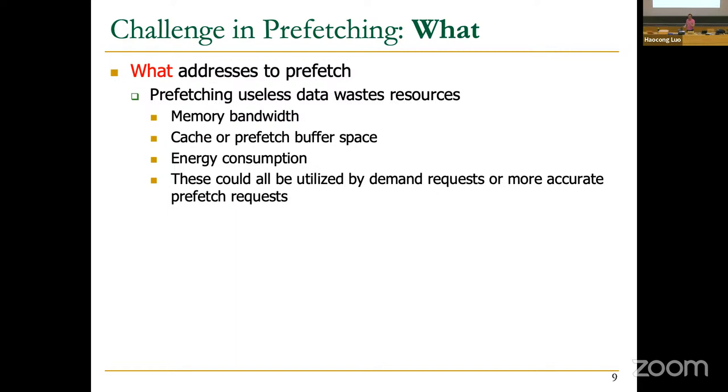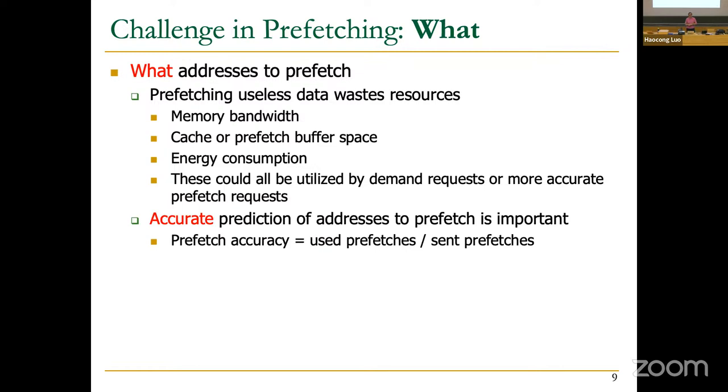Basically, you have a trade-off over here. Do you waste these resources or do you not waste these resources, such that something you know is useful is going to use those resources, right? So if you're overly aggressive in prefetching, it could actually be very bad for performance and energy. And modern prefetchers are actually throttled so that they don't get overly aggressive. We're going to talk about that briefly. So basically, accurate prediction of addresses to prefetch is very important. But that's not the only thing that's important, as we will see.